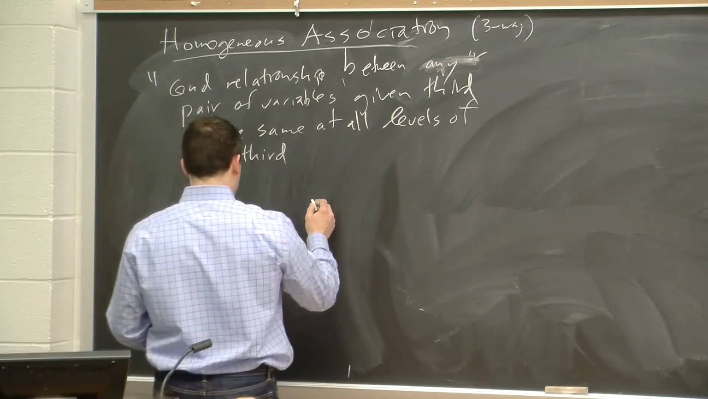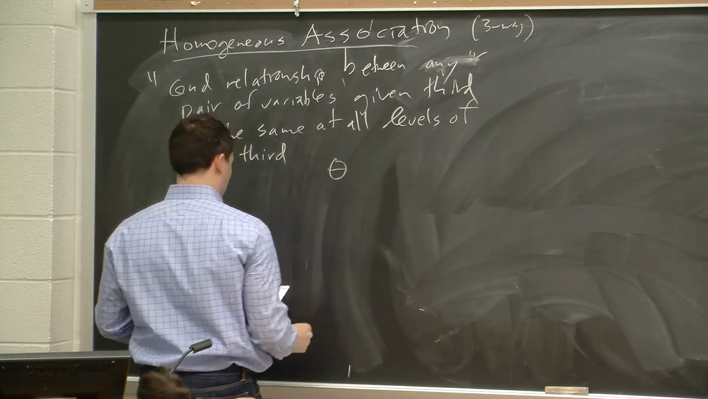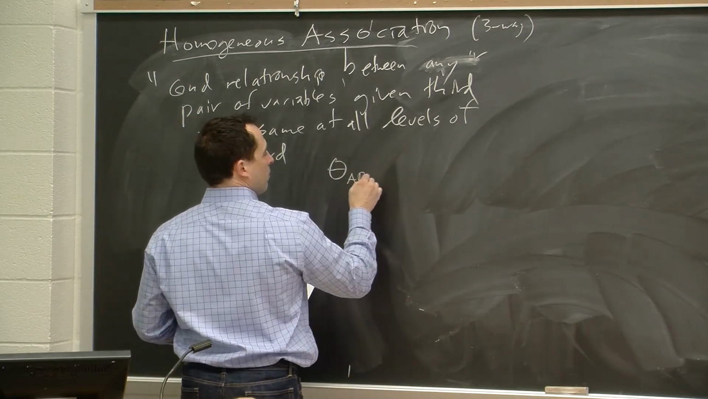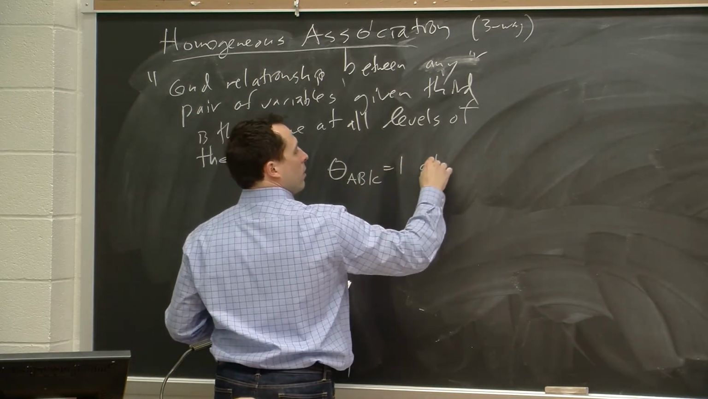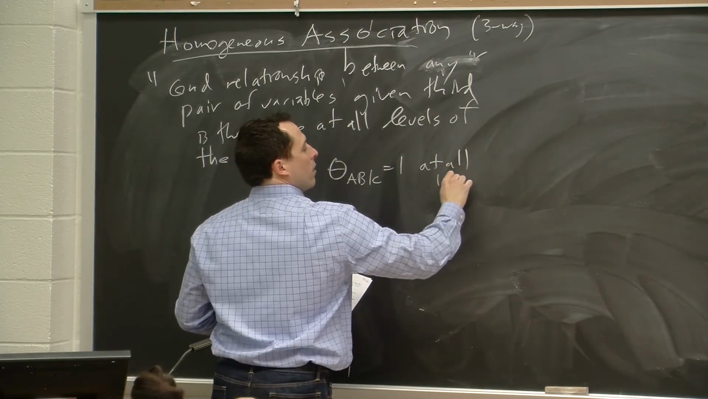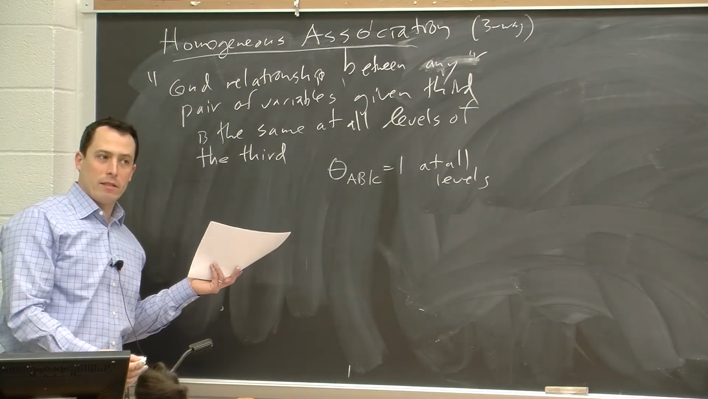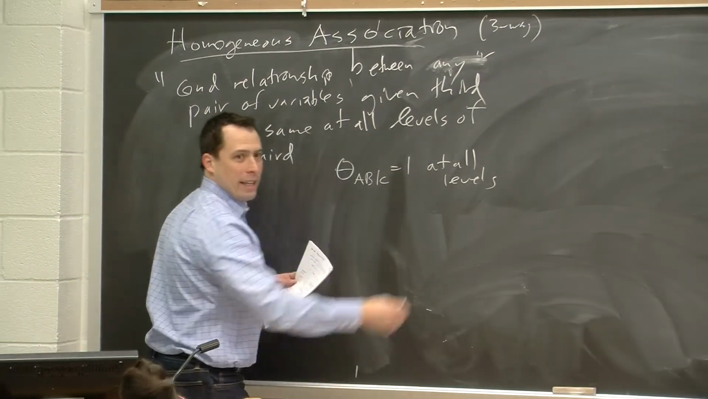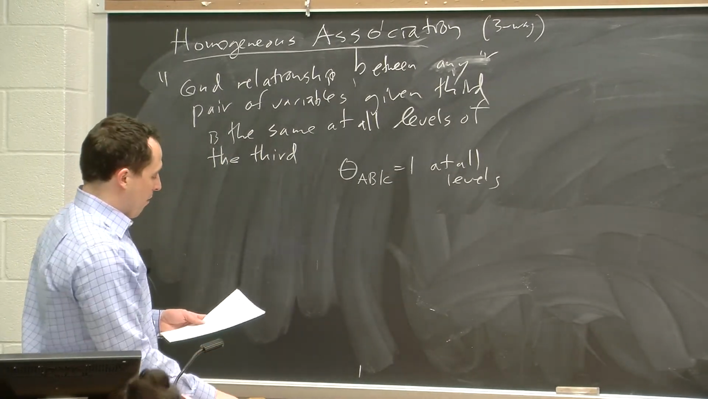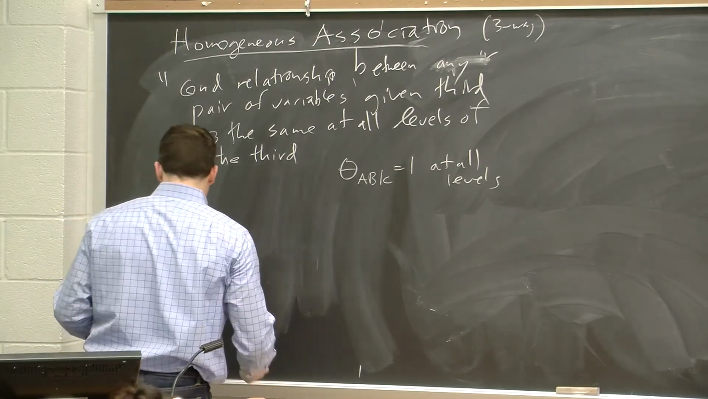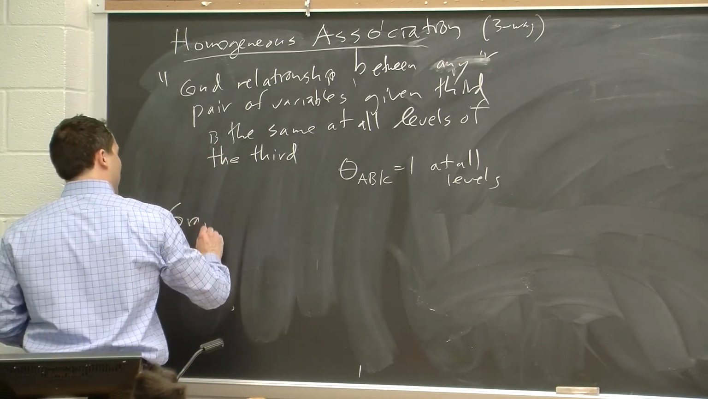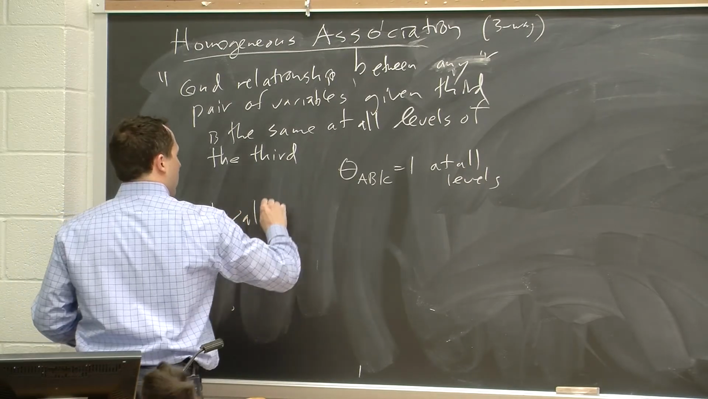So there's a special case which is, right, the relationship is 1 at all levels. That's what we saw in conditional independence. So this is letting that be non-1, but be fixed. Okay, so let's write down its various representations.